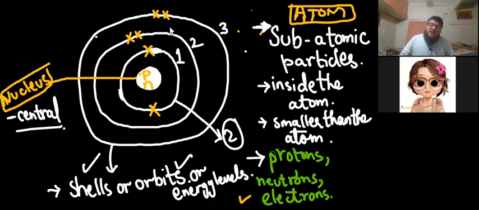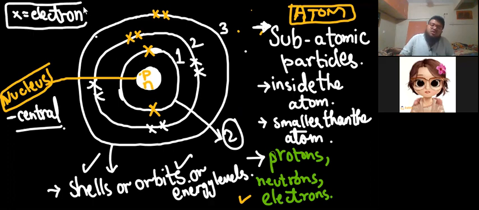If you move on to the next shell, it can carry up to 8 electrons: 2, 4, 6 and 8. And by the way, guys, each cross represents 1 electron. And these electrons are not stationary, they are continuously moving. In these orbits, the electrons are continuously revolving around the nucleus.